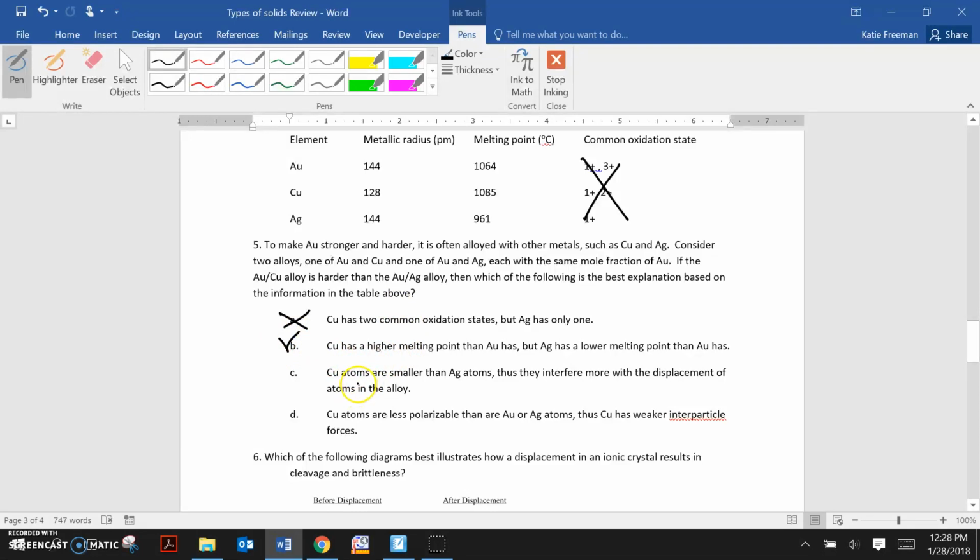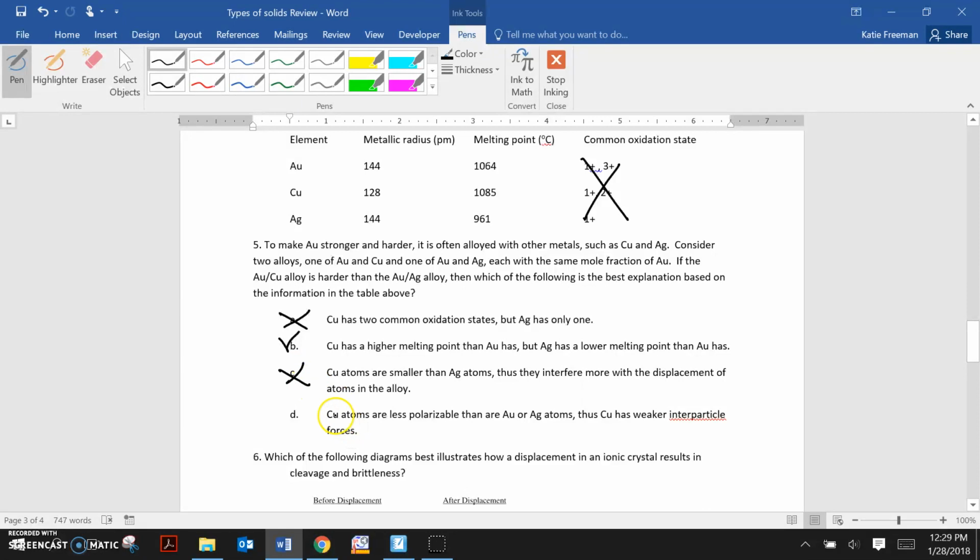Copper is smaller than silver, thus they interfere more with the displacement of atoms in the alloys. So again, when you're dealing with size here, notice that gold and silver are very, very similar, and even gold and copper are very similar to each other as well. So in terms of displacement, they're both probably going to be substitutional alloys. So probably not the best answer in the world. We're going to go ahead and rule that one off as well.